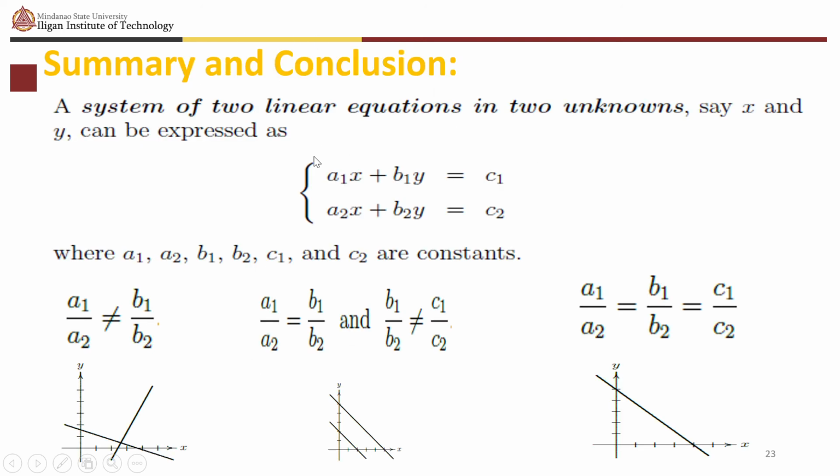Here we have the summary: a system of two linear equations in two unknowns. If you are given equations a sub 1 x plus b sub 1 y equals c sub 1, and a sub 2 x plus b sub 2 y equals c sub 2, where a sub 1, a sub 2, b sub 1, b sub 2, c sub 1, and c sub 2 are constants, such that a sub 1 over a sub 2 is not equal to b sub 1 over b sub 2, we have a unique solution. If a sub 1 over a sub 2 is equal to b sub 1 over b sub 2, and b sub 1 over b sub 2 is not equal to c sub 1 over c sub 2, we have two parallel lines. You can make use of this to determine whether the system is inconsistent, has no solution, has infinitely many solutions, or has a unique solution.